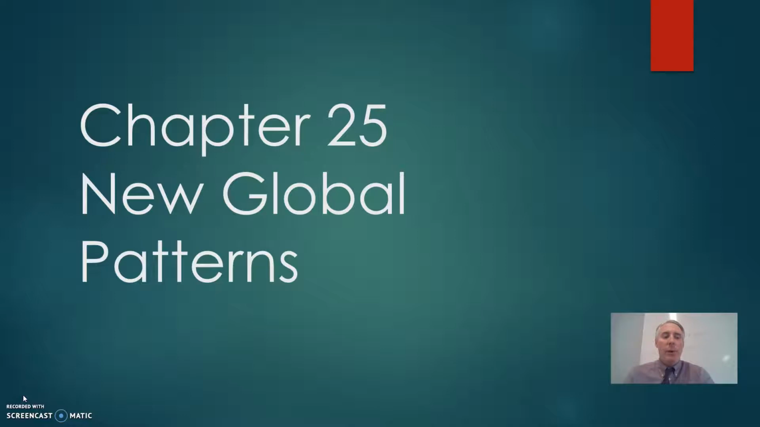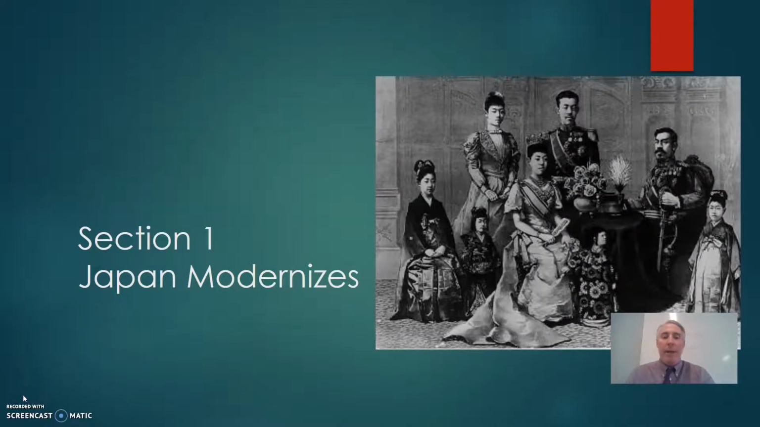The other two we're going to skip over because Section 4 is on Latin America, and that mostly deals with the United States. And Section 3 is on Canada, and it's Canada. So Section 1, though, is definitely something that the Regents likes to ask about, and we're going to be talking about how Japan modernizes. Right?